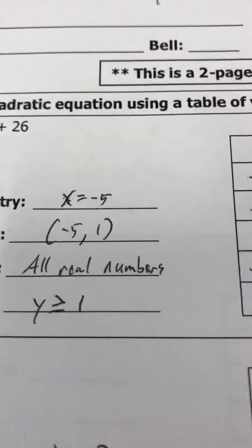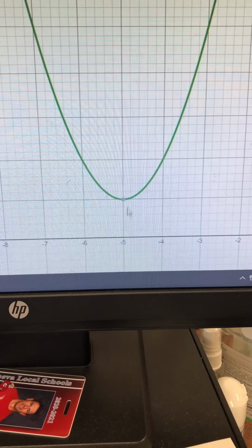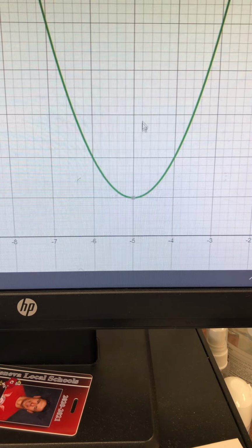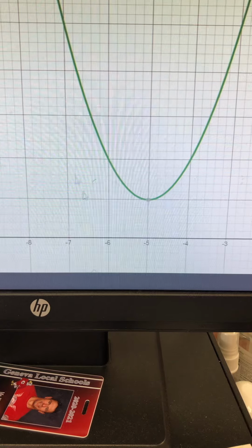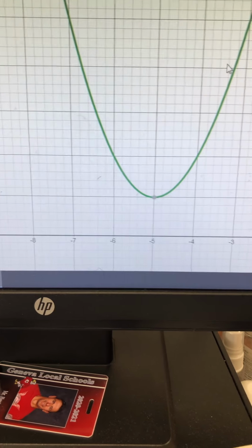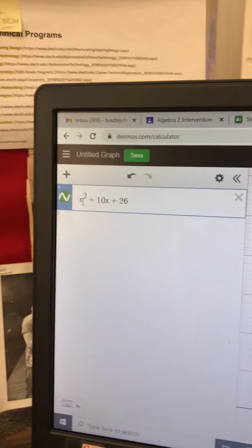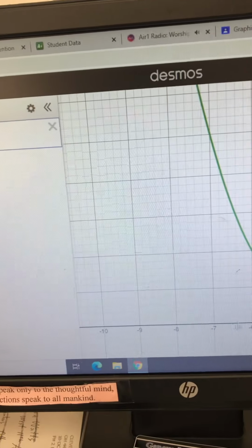The axis of symmetry is -5, so x equals -5. Notice that this x value is -5 all the way up and down. That's the axis of symmetry. It goes right up the middle of this U-shaped, smiling, positive quadratic equation. Notice it's positive because this x squared is positive. If it was negative, it would be upside down.